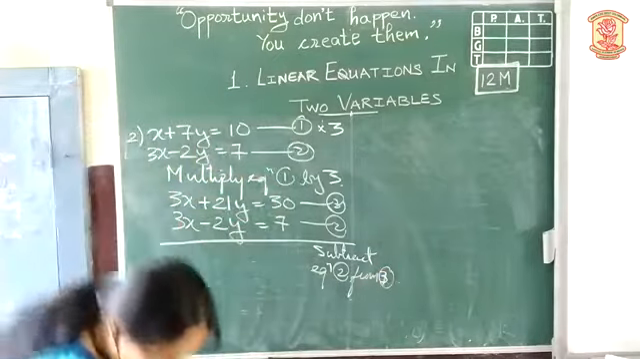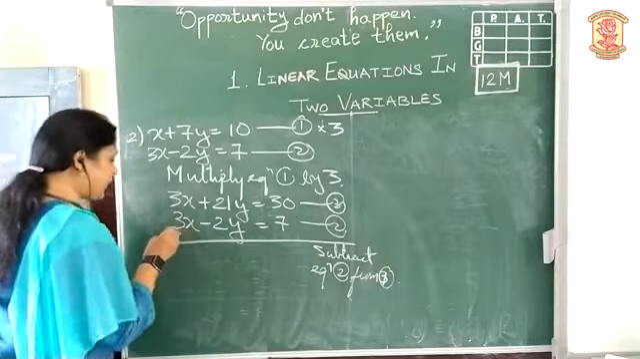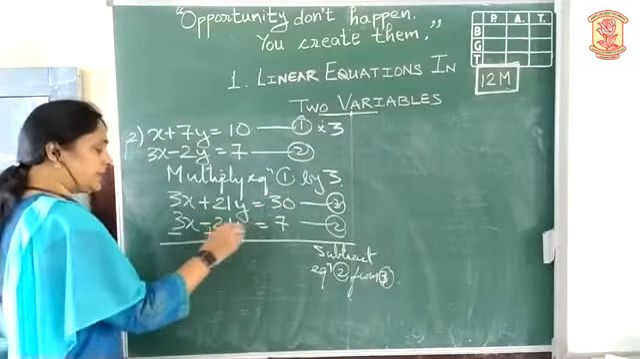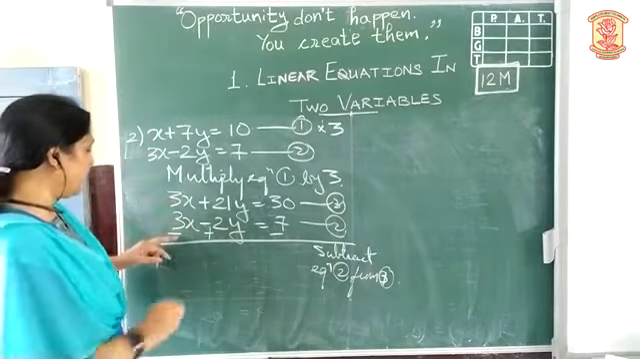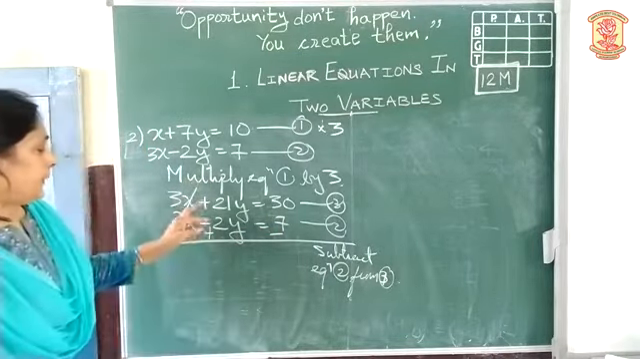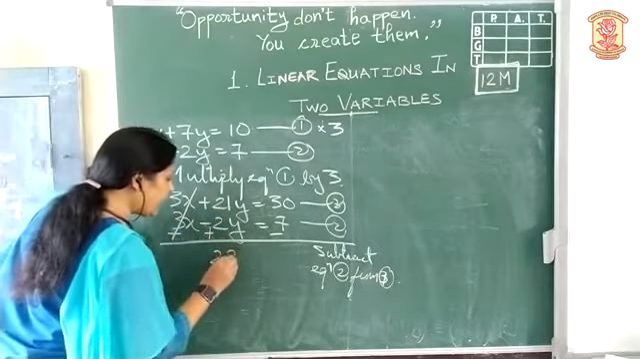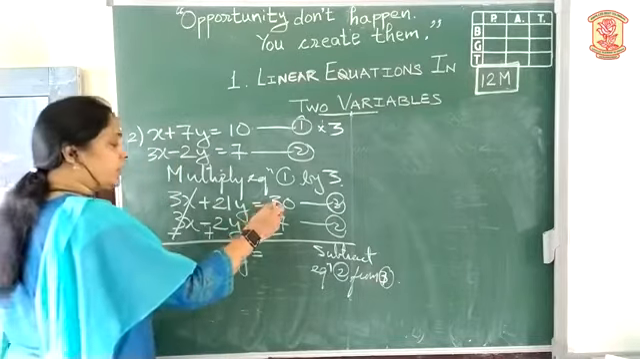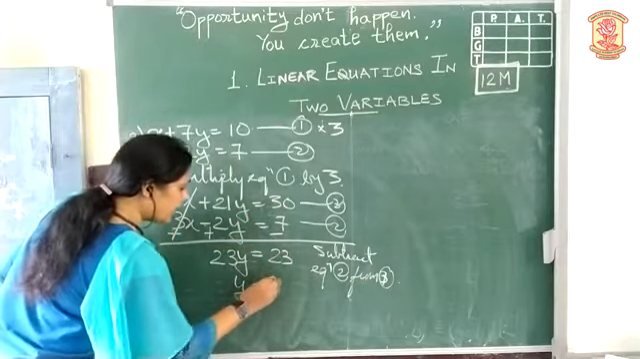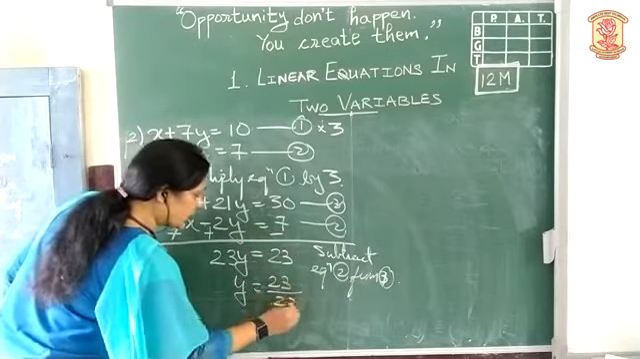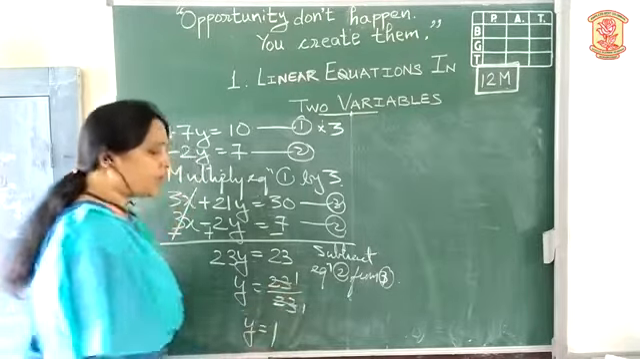So here when we are subtracting, we have to change the signs. Plus 3x becomes minus, minus 2y becomes plus, and plus 7 becomes minus 7. So here plus 3x minus 3x cancels. Plus 21y plus 2y is 23y equals 30 minus 7, that is 23. So what will be the value of y? That will be 23 upon 23. So y is 23 ones are 23. So the value of y is 1.